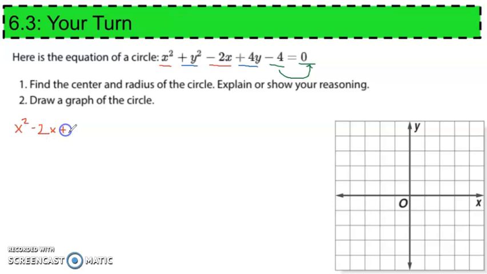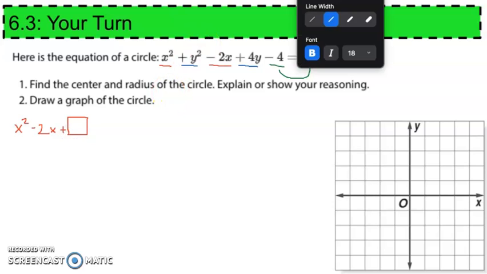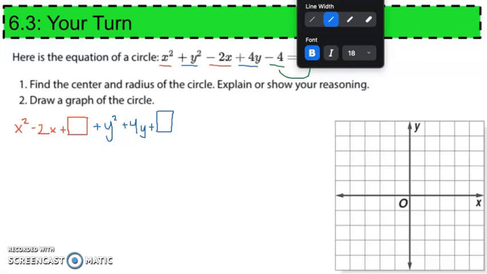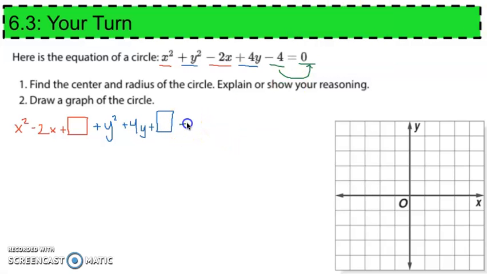plus something. So remember, we have to turn this into a perfect square trinomial in order to complete the square. Now I'm going to put my y's. So plus y squared plus 4y plus my unknown. Got to turn it into a perfect square trinomial. Minus 4 and equals 0. So in step 1, we rewrote it in order.